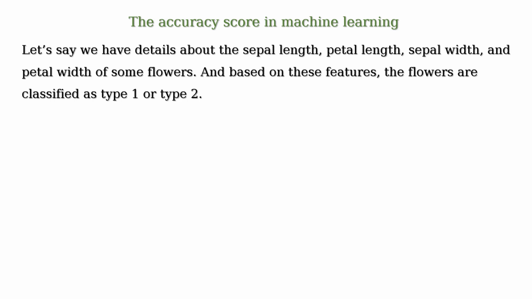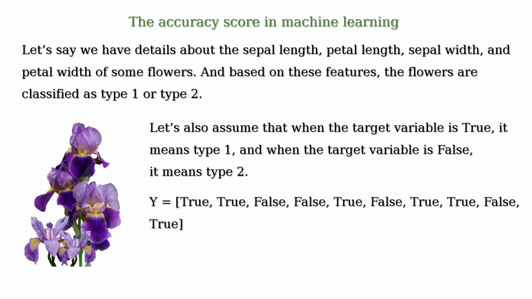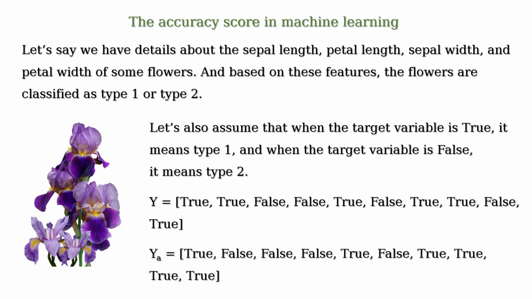Let's say we have details about the sepal length, petal length, sepal width, and petal width of some flowers. And based on these features, the flowers are classified as type 1 or type 2. Let's also assume that when the target variable is true, it means type 1, and when the target variable is false, it means type 2. Now, some inputs are given to the model and the model outputs this. Let's say, as per the actual classification, the output should be like the following.